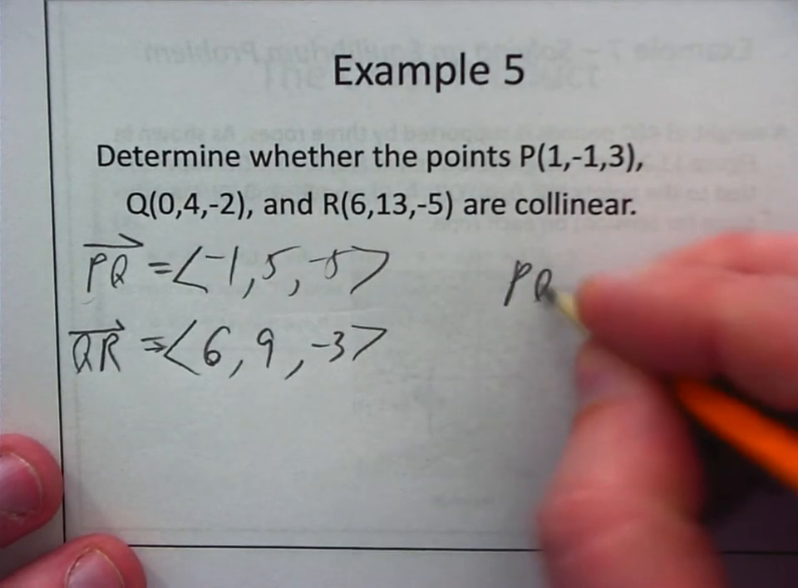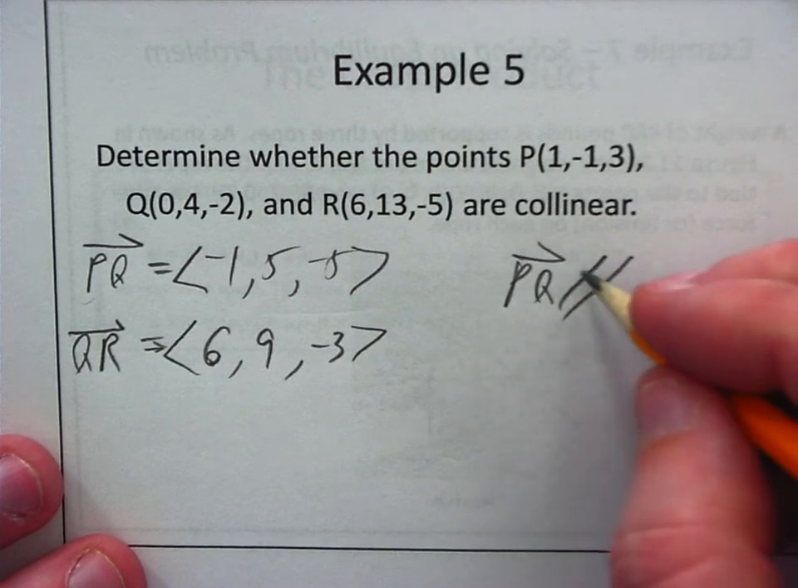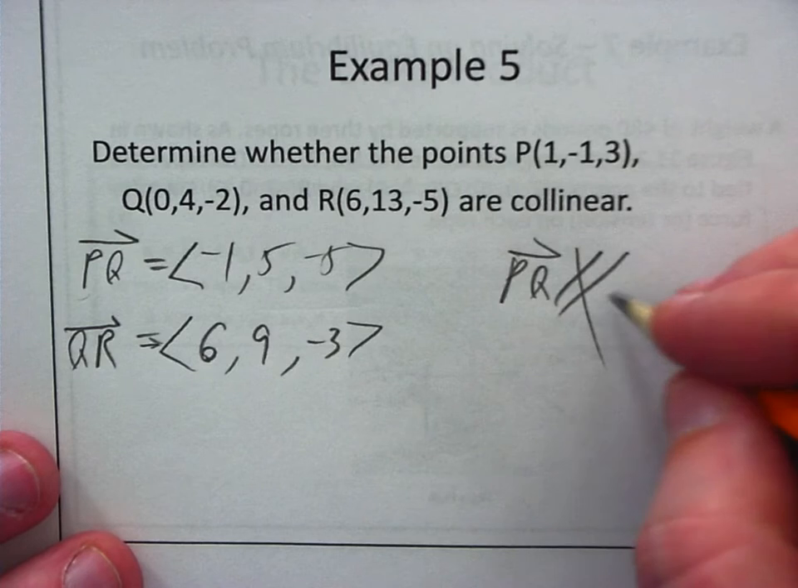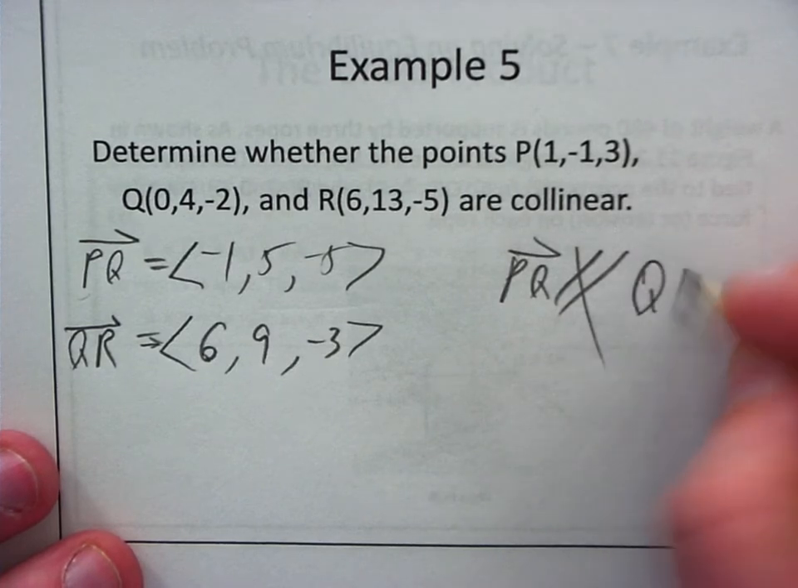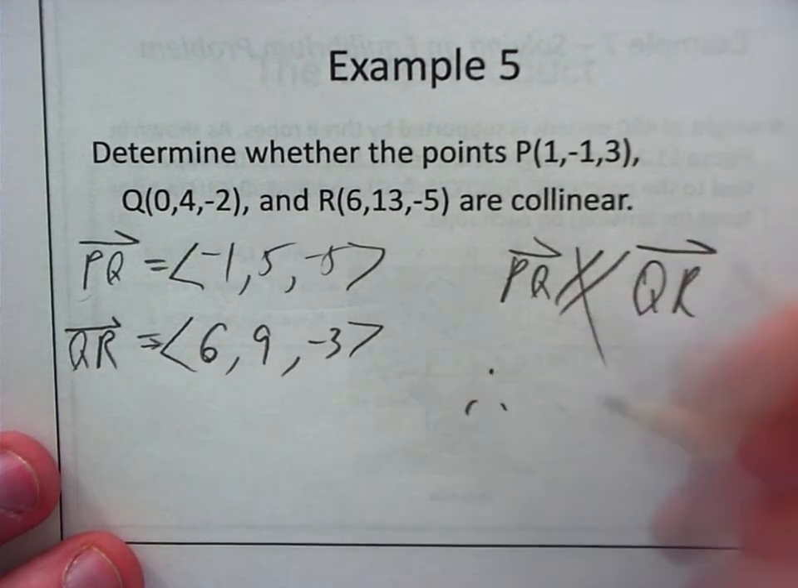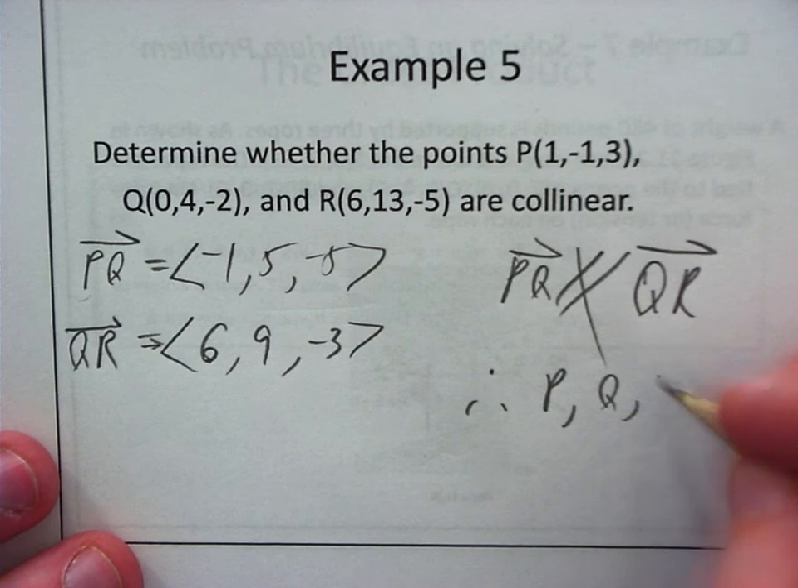So since the vector PQ is not parallel, I should actually write it out in words, but let's go like that. Sure, that's a symbol. PQ is not parallel to QR, then, or therefore, if you want to get fancy, P, Q, and R are not collinear.